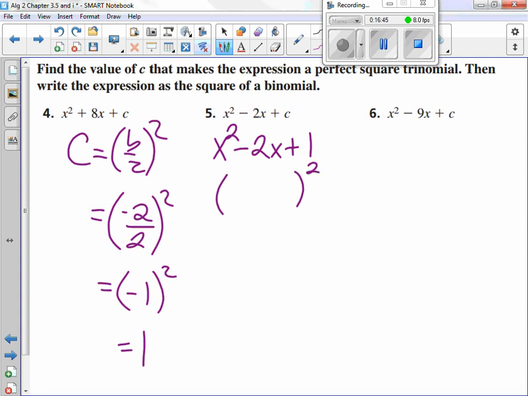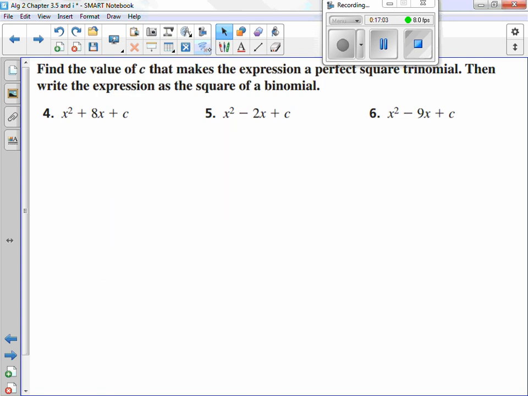Now, what's going to go inside the parentheses? So we would have (x minus 1) squared. Any questions on any of this so far? We feel comfortable with this? Let's look at the last one, because I have a feeling y'all are going to feel a little uncomfortable with this one.